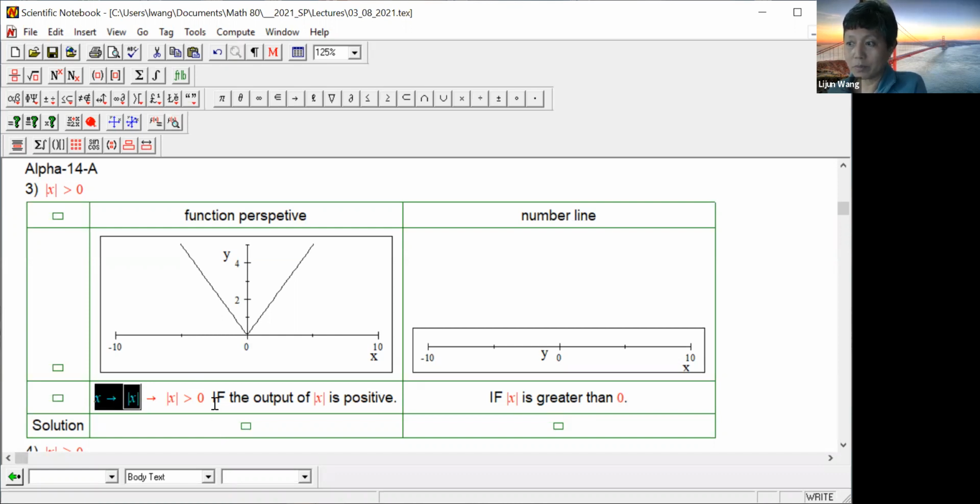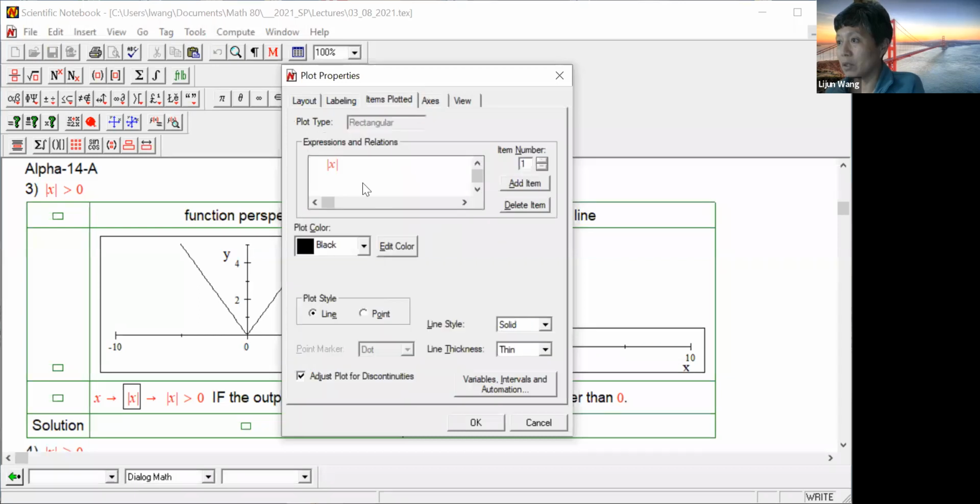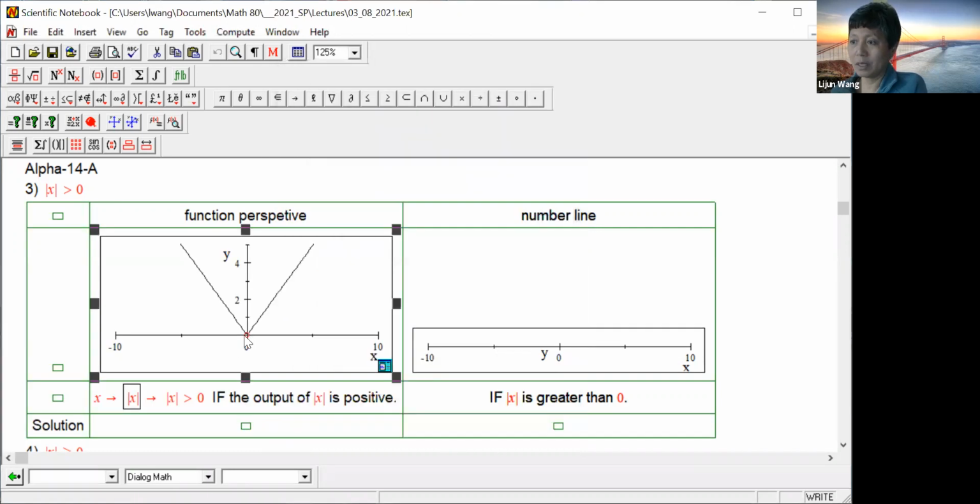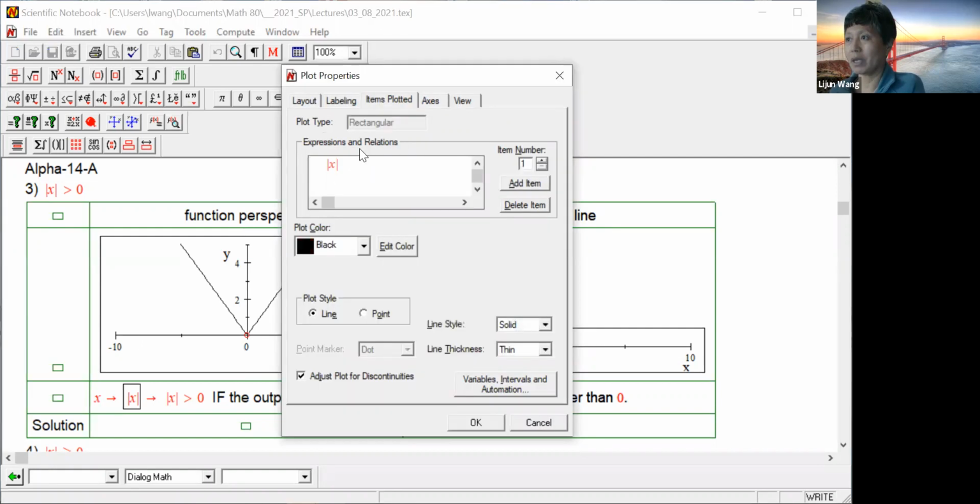All real numbers, right? Every number but 0. Every number but 0 can make that happen. Okay, and all the other numbers are solutions. Do you agree? Because all the other inputs will make a positive output. Do you follow me?